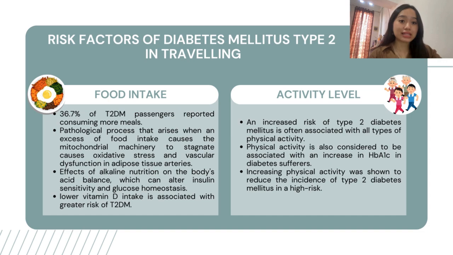Second one is activity level. The increase of activity level shows a lower incidence of type 2 diabetes mellitus, and this activity level is associated with the lowering of HbA1c in the human body.